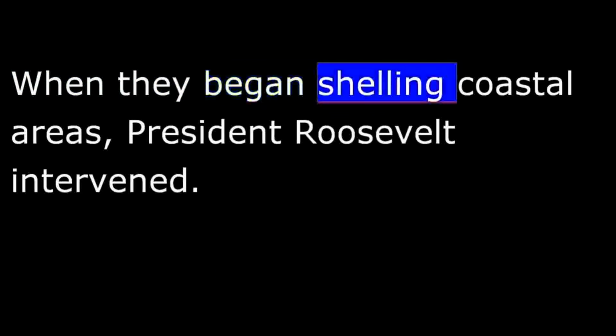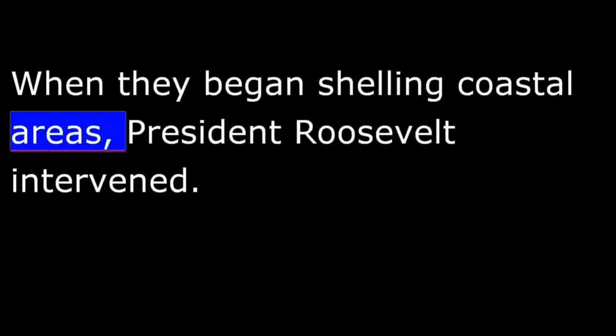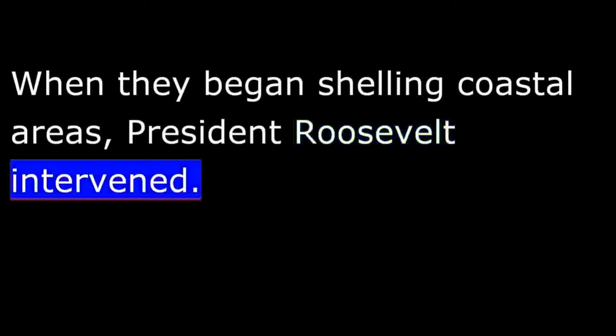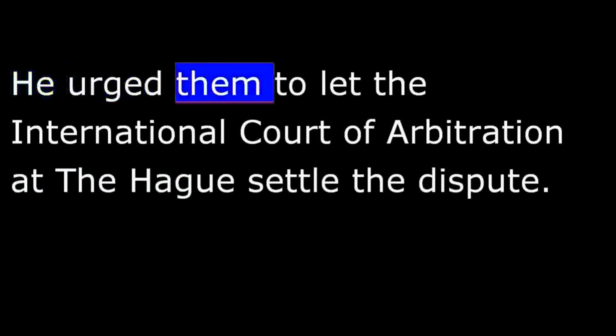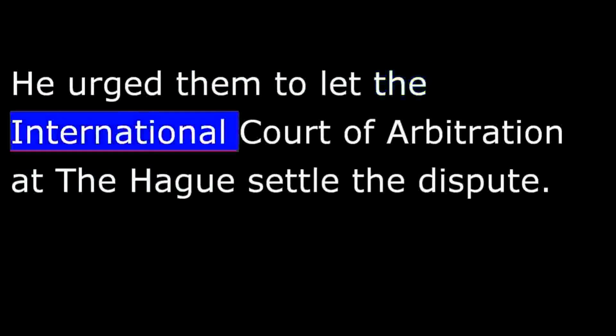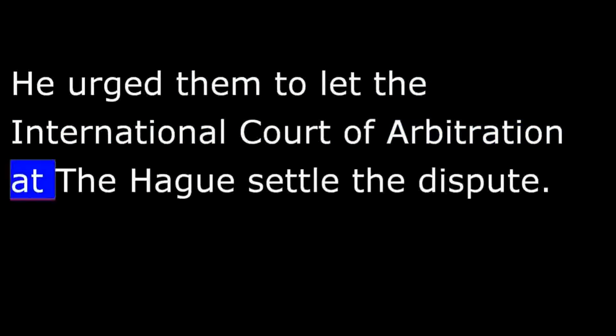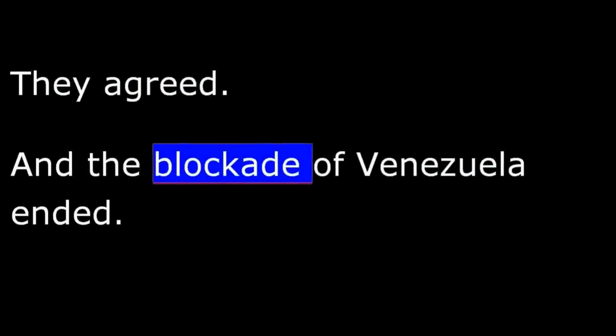When they began shelling coastal areas, President Roosevelt intervened. He urged them to let the International Court of Arbitration at The Hague settle the dispute. They agreed, and the blockade of Venezuela ended.